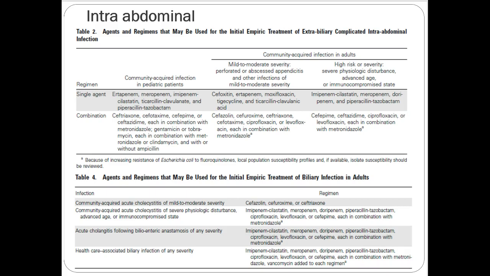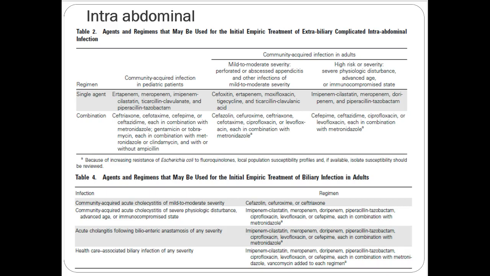Yes? The terms extrabiliary and intrabiliary. It has to do with where in the GI tract it is. As far as anatomy goes, you're testing me a little bit. I'm not sure. As far as I know, biliary infections are really just cholecystitis. I don't know of another one that's specifically a biliary infection. I think everything else would probably qualify as extrabiliary, but I could be wrong on that. So for the vast majority of intra-abdominal infections, you're going to look at the top table. That's what I'm much more concerned about.